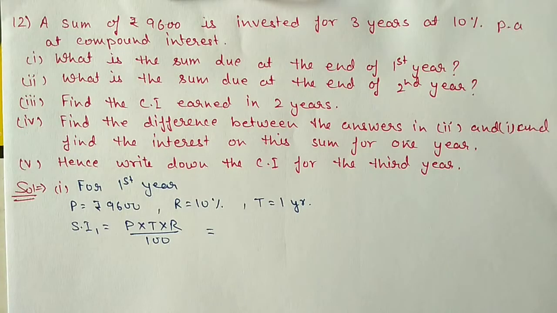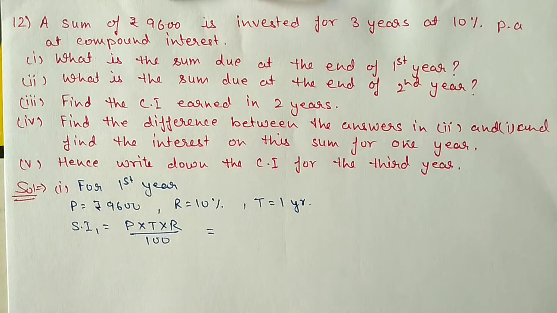Next, question number 12. A sum of 9,600 rupees is invested for 3 years at 10% per annum at compound interest. First part, what is the sum due at the end of the first year? Second, what is the sum due at the end of the second year? Third, find the compound interest earned in 2 years. Fourth, find the difference between the answer in second and first and then find the interest on this sum for 1 year. And finally, hence write down the compound interest for the third year.